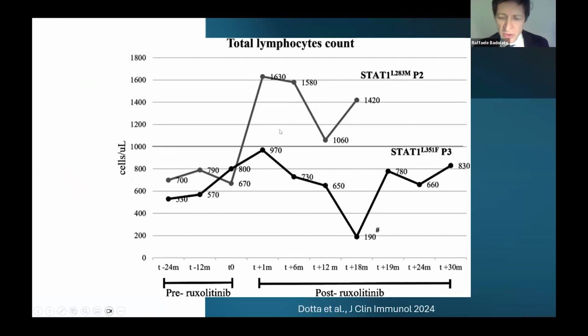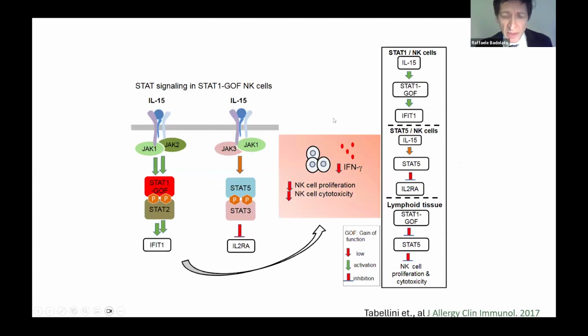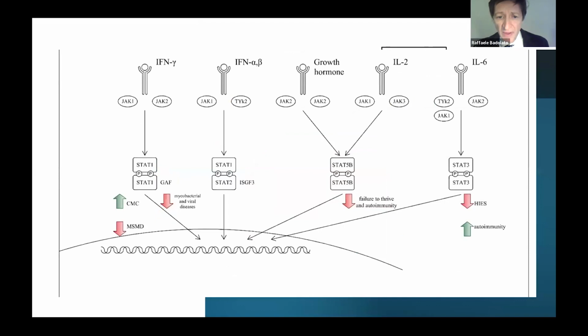Interesting, this patient also has repeated leishmania reactivation. So we had to find a solution for this situation. We decided to put him on ruxolitinib, and the inhibition of STAT1 phosphorylation actually resulted in preventing leishmania infection, and also an increase of platelets and lymphocytes in this patient. So we see that there is a crosstalk between STAT2, sorry, STAT1, and STAT5.